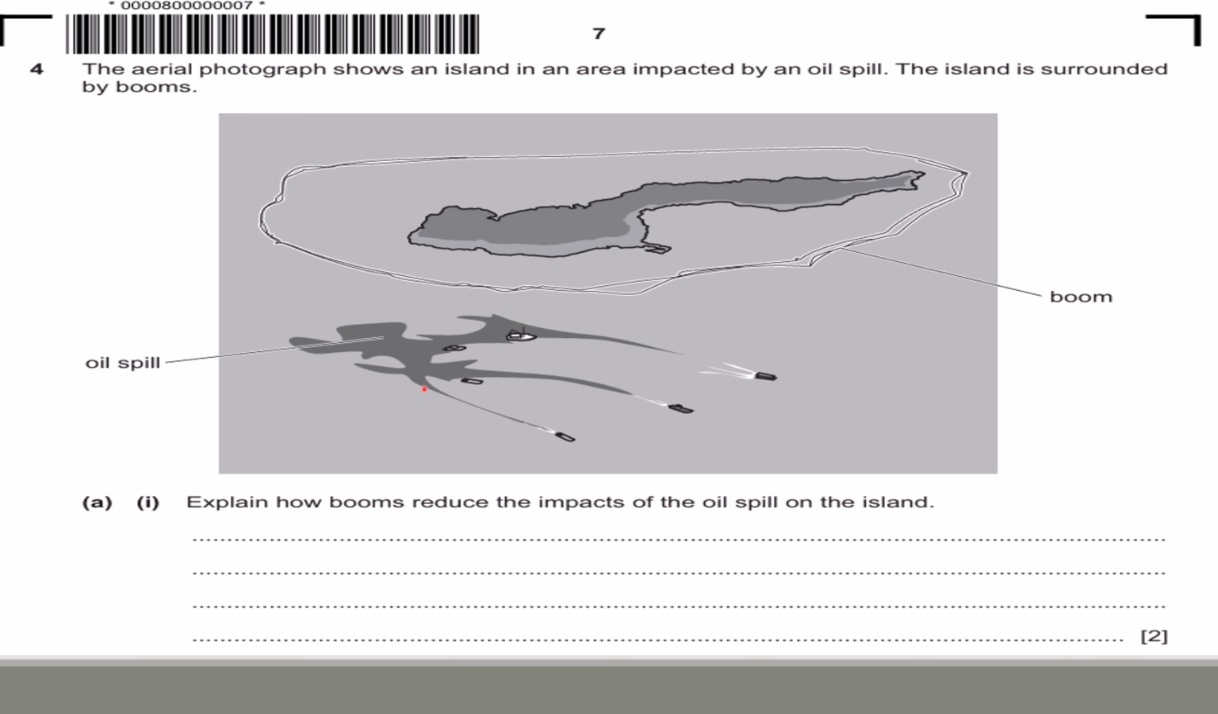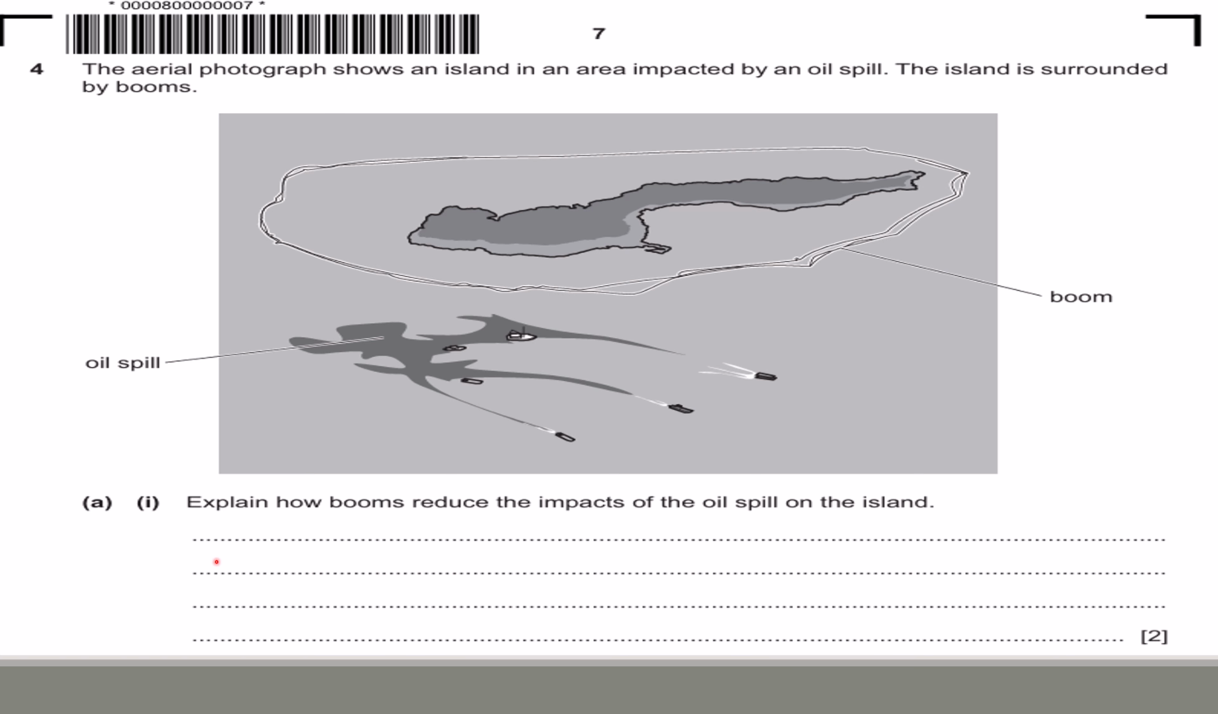So what is the role of booms? The photograph shows a boom circling the island to keep the oil spill away. How they work: booms act as a floating physical barrier. They reduce impacts by containing the oil in one area so it can be more easily collected.